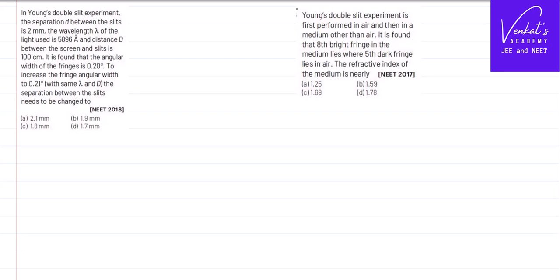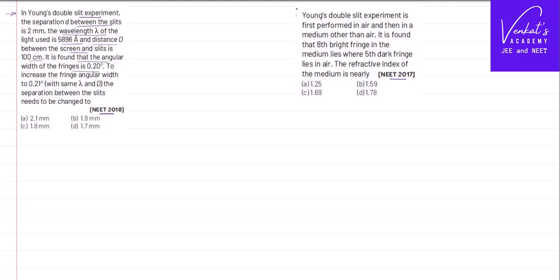Here in this video, we are solving two problems of NEET 2017 and 18, both based on interference concept and in particular Young's double slit experiment. They are simple problems. Let us see what the first problem is. In a Young's double slit experiment, the separation between the slits is 2 mm, wavelength lambda used is given as 5896, and the distance between the screen and slits is also given. It is found that the angular fringe width is.